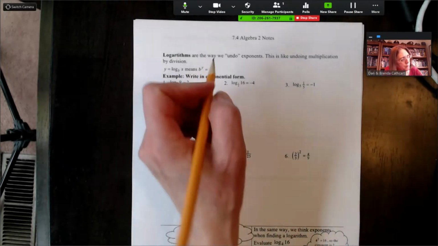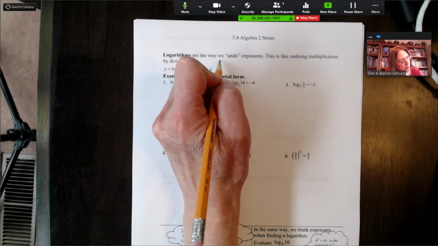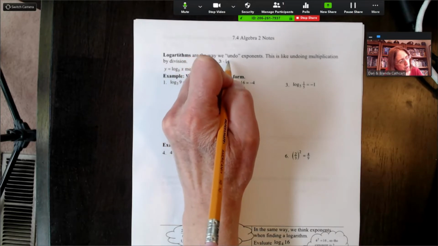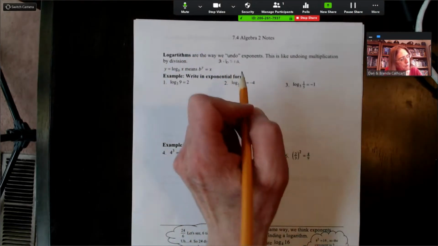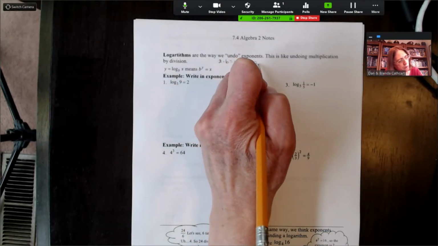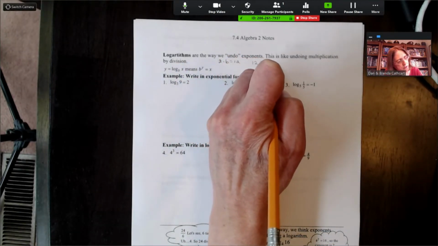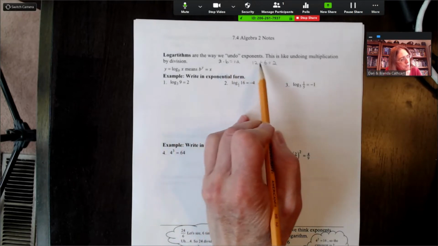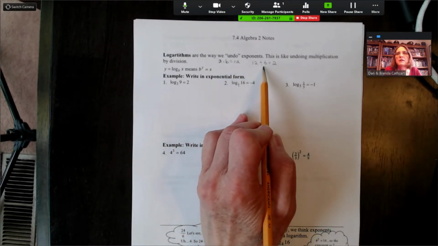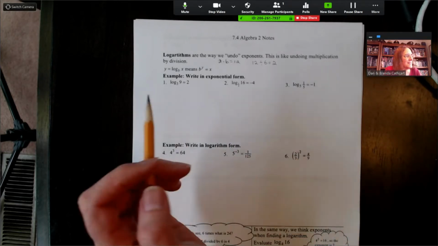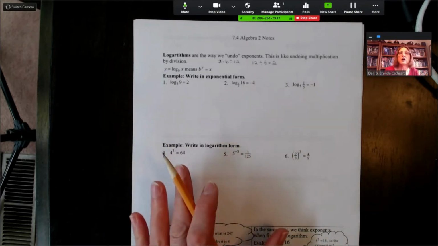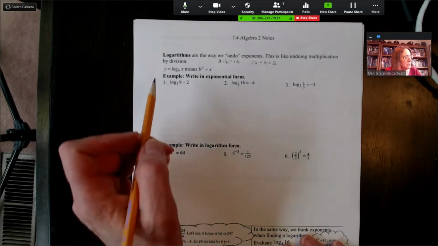For instance, with multiplication, we can go 2 times 6 is equal to 12, and then we can undo that multiplication by reversing it and doing 12 divided by 6 is 2. In each case, we have a different symbol to indicate that operation. So for a logarithm, it's basically a symbol that we use to undo an exponent.